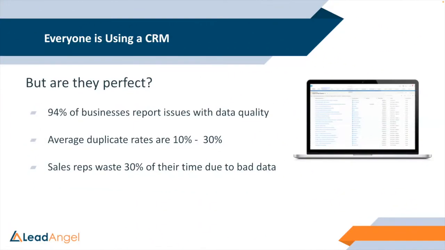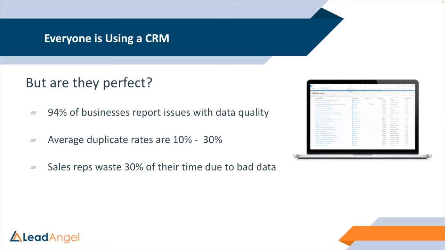Everyone today is using a CRM to capture and organize customer data, but they're only as good as the data in them. And most organizations actually report issues with data quality, whether that's missing information, errors, or most common, duplicates. In fact, most companies average between 10 and 30% of duplicate records within their CRM, which causes a lot of wasted time by sales reps looking for the right info. It can also hurt brand reputation if reps are uninformed or if marketing campaigns send the wrong messaging.